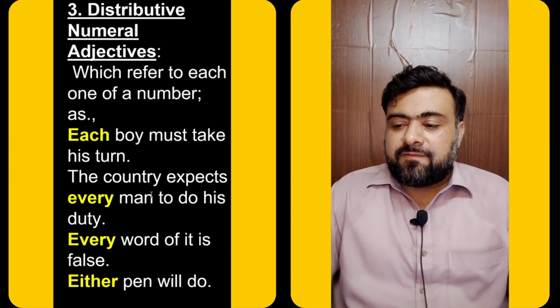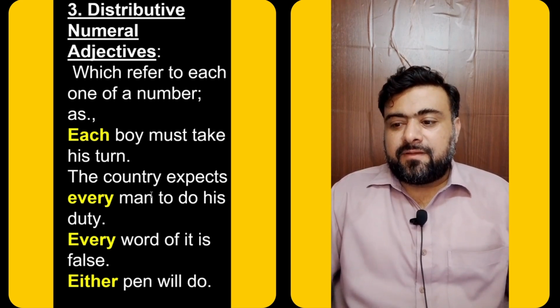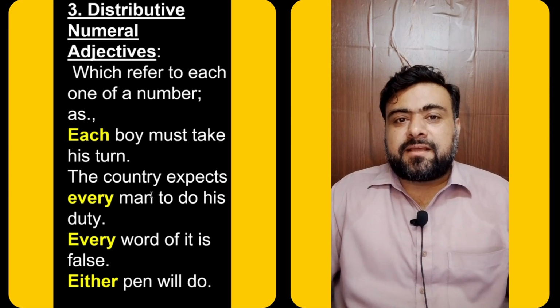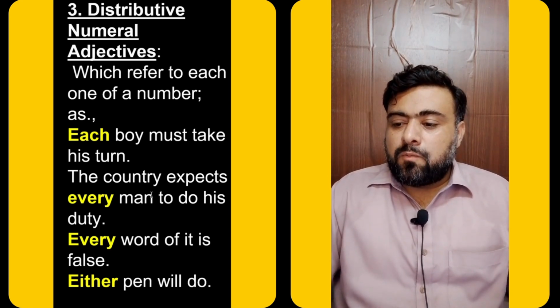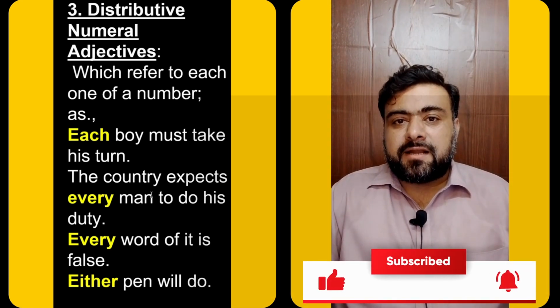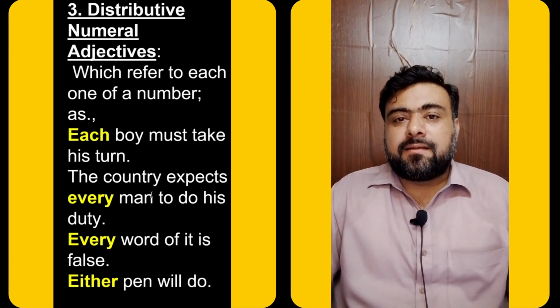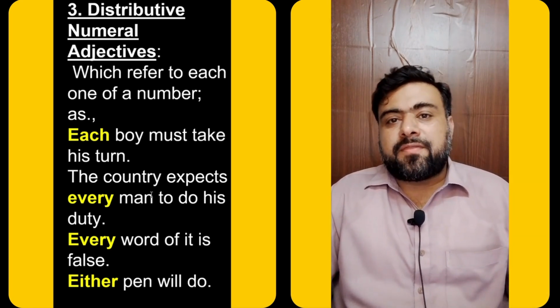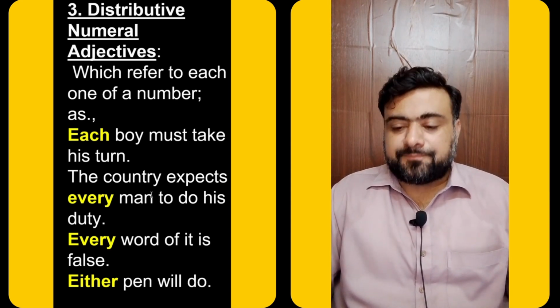The country expects every man to do his duty. In this sentence, every is an adjective and it is telling us the quantity, the number of the noun man, but it is referring to each and every member of the group. Every word of it is false. Either pen will do. For example, there are 2 pens and I say either pen will do. It means I mean one pen, but it can be either this one or that one. So it is called a distributive numeral adjective.